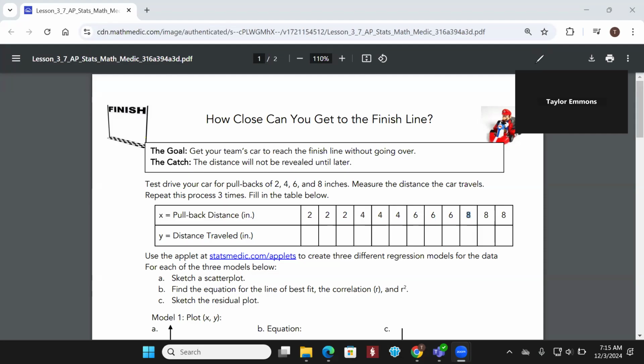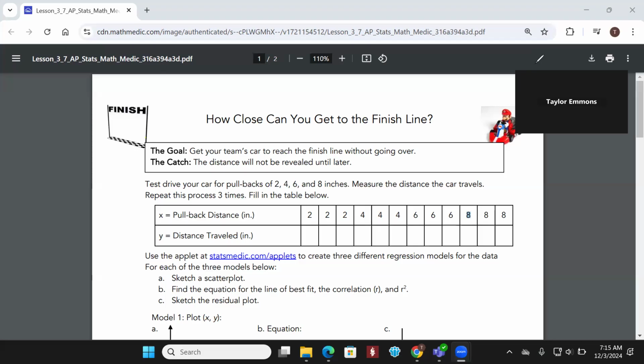Anyways, what you would do in this scenario is your goal is to get your team's car to the finish line without going over. You would use those pullback toys and then they roll. The catch is the distance will not be revealed until later. So you practice, you figure it out, and then eventually I would tell you the distance and we would test that theory, right?